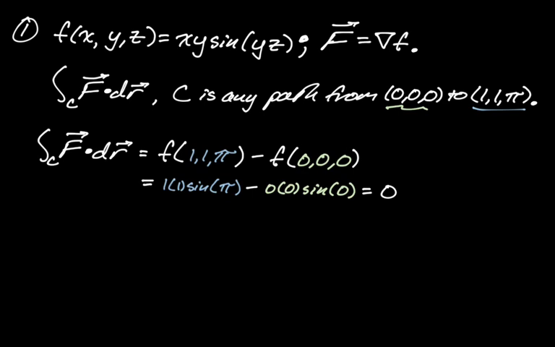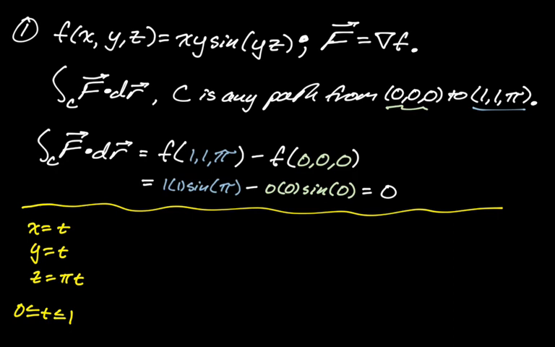Now, what if we did this the other way, right? The longer way, I guess, the way that we previously were doing these. So we would have to calculate r. I'm just going to kind of blow through this. r is going to be x is t, y is t, and then z is pi times t. Remember, we're going (0, 0, 0) to (1, 1, pi). And then that'll be from 0 to 1 for t values.